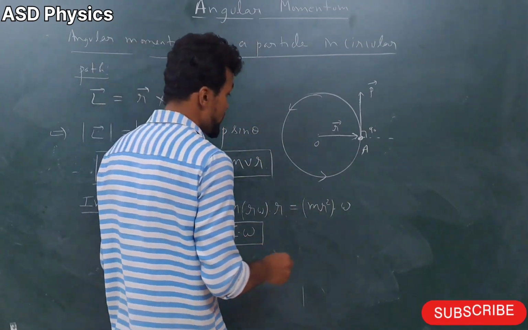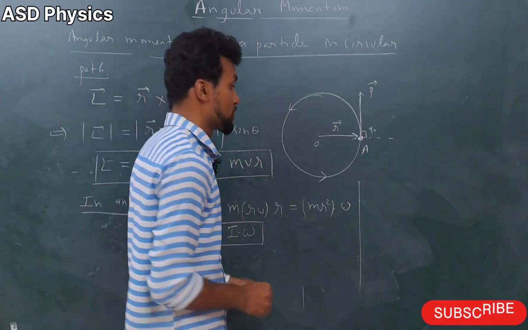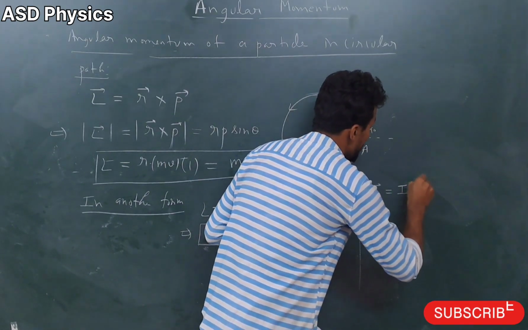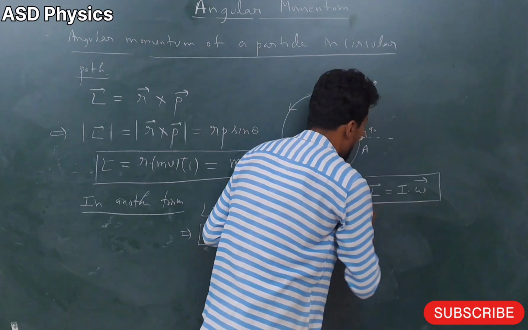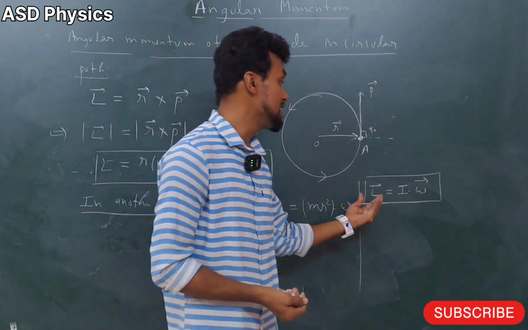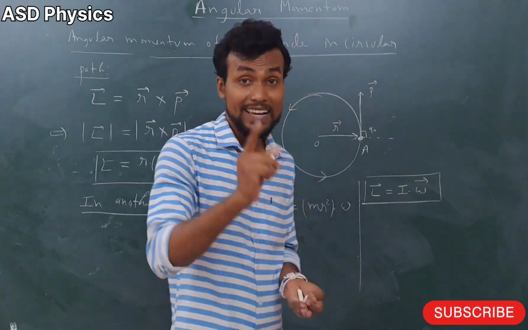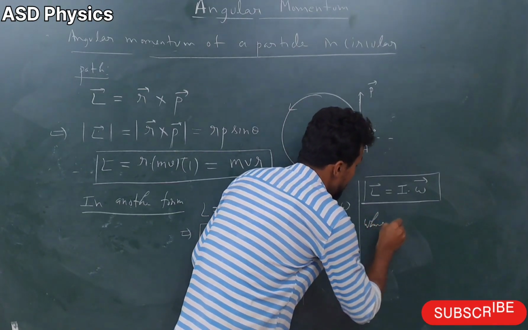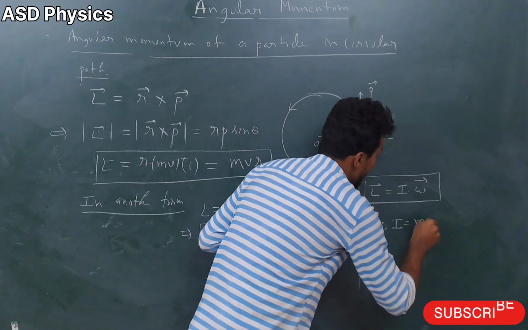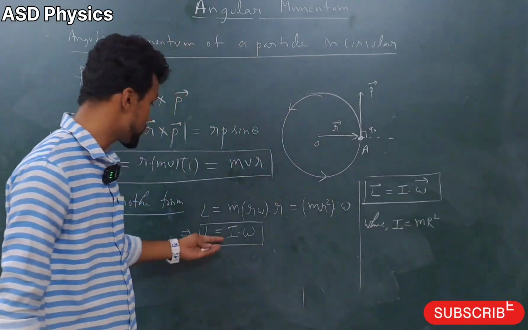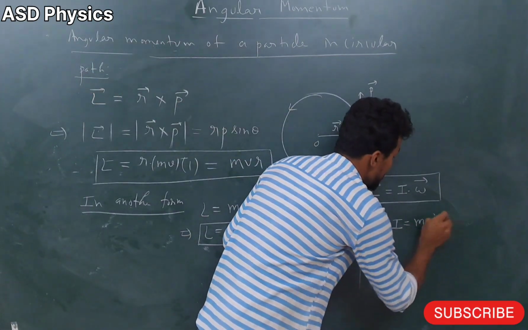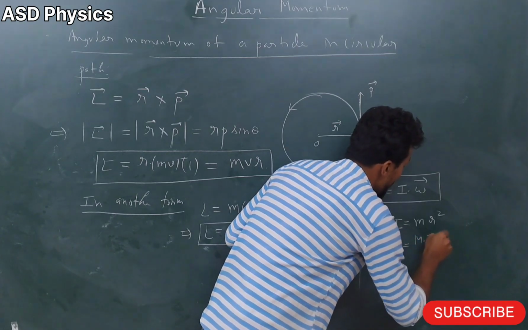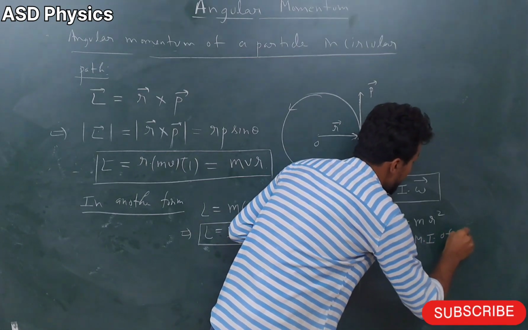And students, if we write in vector form, in vector form we can write here L equal to I into omega. And as I told you very well, this L is which vector? This L is the axial vector, and this I, where I equal to mr square, is the moment of inertia of a particle.